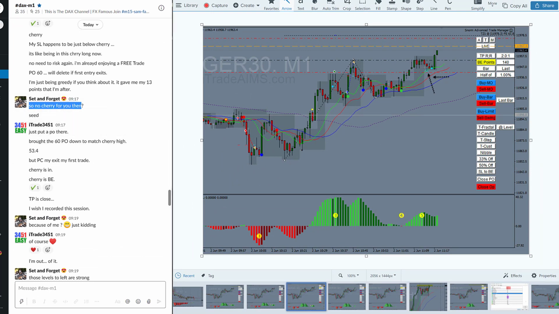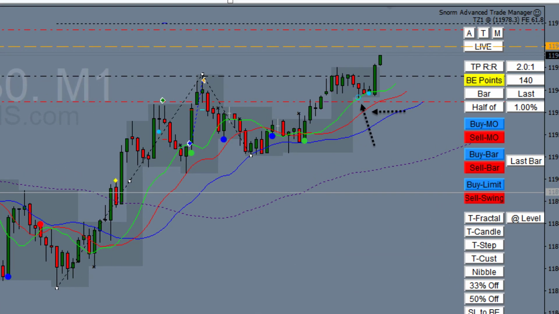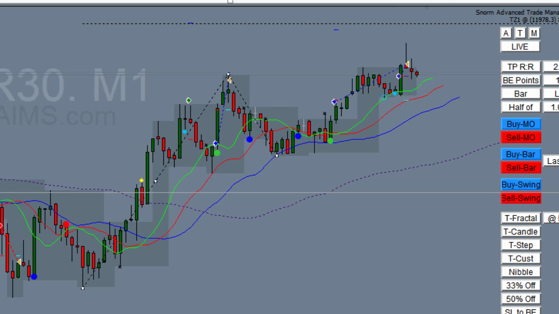At that time there was no, but then I looked at it and I found value in it and I quickly took the trade. Cherry is in and cherry is BE. That was very quick, as you can see in the next slide. It quickly turned into BE here, and this was almost 2R. So when price started coming down, I exited immediately.